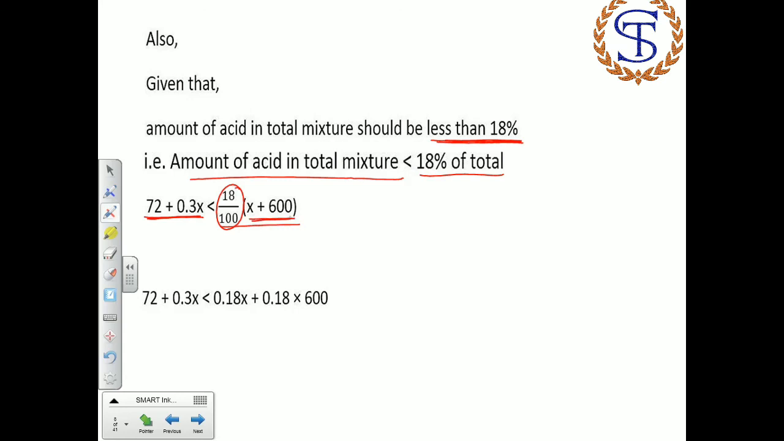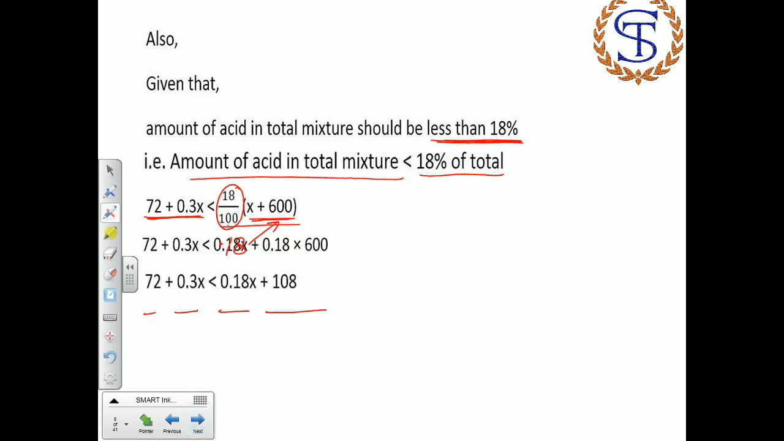On simplification, 72 plus 0.3x. 18 upon 100 means 0.18. Multiplying by this x, we will get 0.18x. And 0.18 multiplied by this 600, here it is. And then next, what is the product of 0.18 into 600? It is 108.